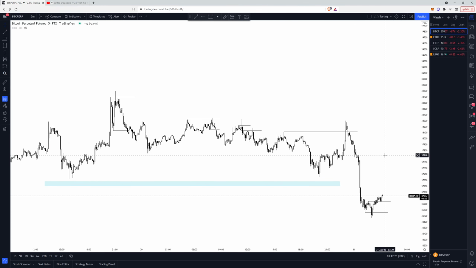So for all the new people watching, this is essentially the entire strategy. There's a little bit more to it. Obviously, this is a simplified version.